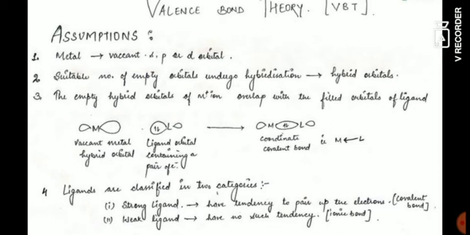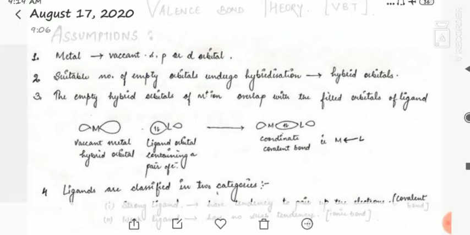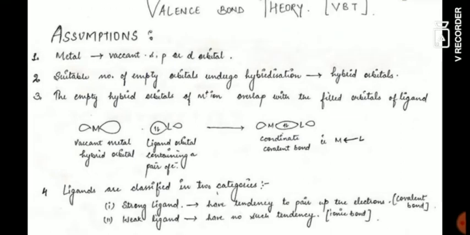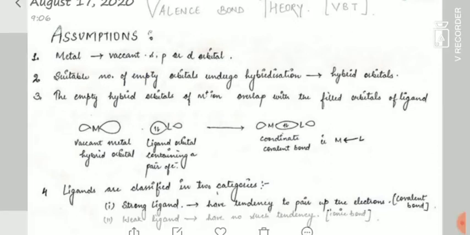Strong ligands are those that have a tendency to pair electrons, just like in point 3. Strong tendency means they will bond with a covalent bond, and weak ligand means they have a weak tendency to pair up. We want to say that they will bond with an ionic bond.